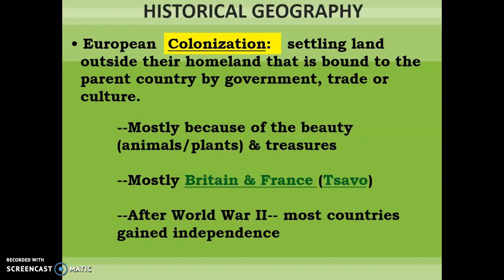And after World War II, most of these countries gained their independence from Europe. So even though they are independent, a lot of these countries, you'll see that their official language is French, or their official language is English, or their official language is Portuguese. So you'll see a lot of that. Or names of cities, or countries. Côte d'Ivoire is French for Ivory Coast.